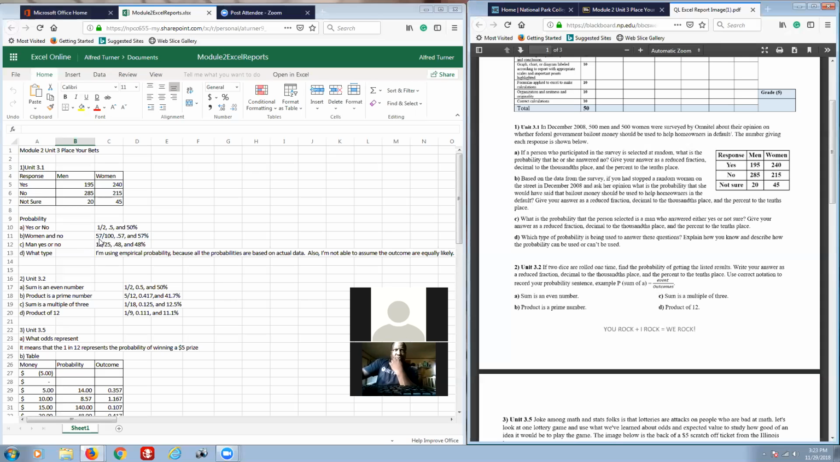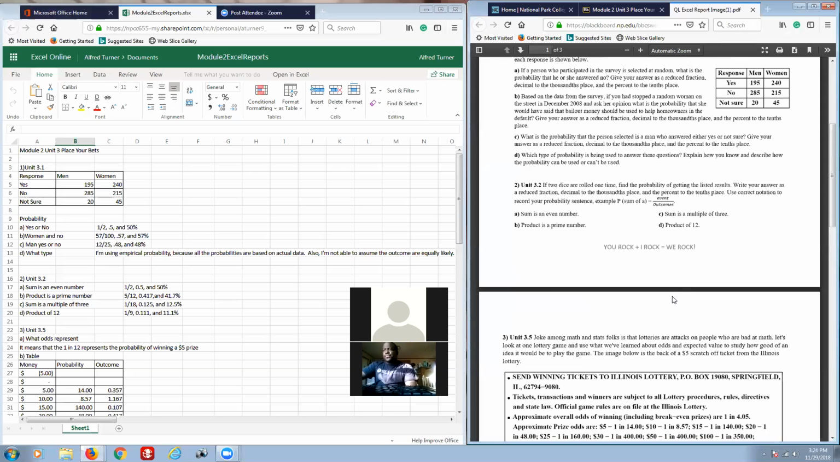57 over 100, because it can be reduced. 0.57 and 57%. Man, yes or no, it'd be 12 over 25, it can be reduced, 0.48. It equals 48%. The type of probability I'm using is empirical probability, because all the probabilities are based on actual data. Also, I'm not able to assume the outcomes are equally likely.